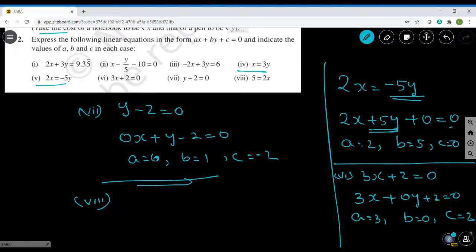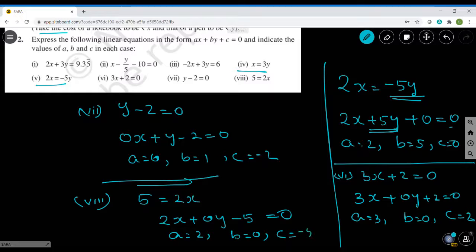Then the eighth problem, the last of this exercise: 5 is equal to 2x. We can transpose 5 to the RHS and there is no y term, so 2x plus 0y minus 5 equal to 0. So a is equal to 2, b is equal to 0 and c is equal to minus 5. So always we have to check if a negative sign is there. Don't forget to put the negative sign when we are writing the coefficients of the given number.